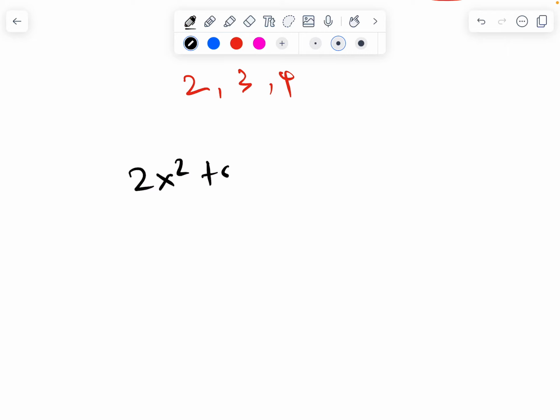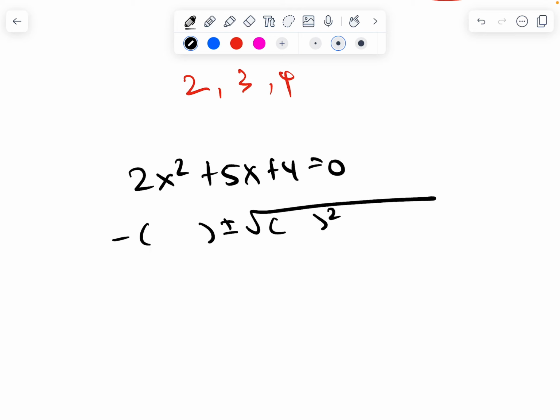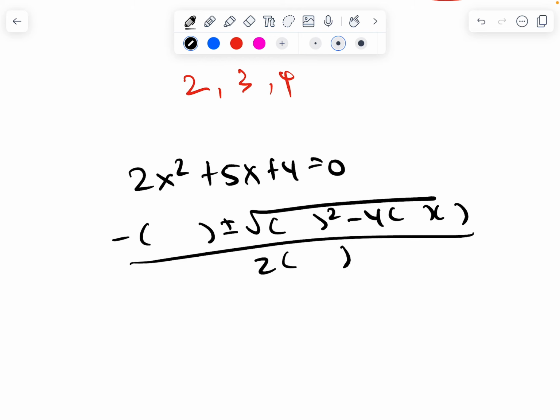2x squared plus 5x plus 4 equals 0. So we're going to give ourselves some placeholders for the quadratic formula. And what goes in these placeholders? Well, the quadratic formula is negative b plus or minus the square root of b squared minus 4ac all over 2a.